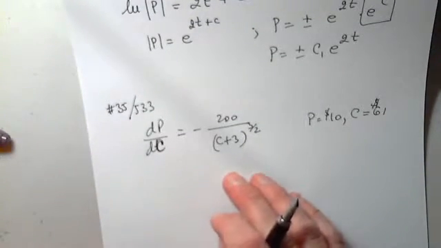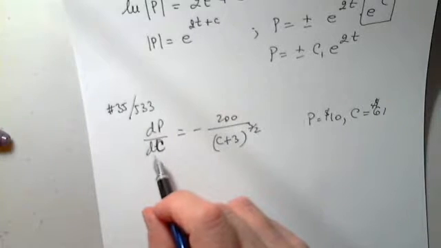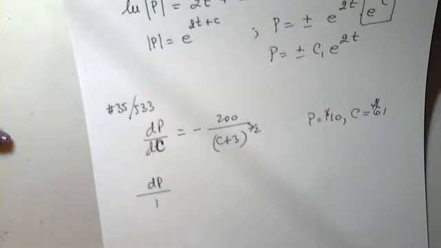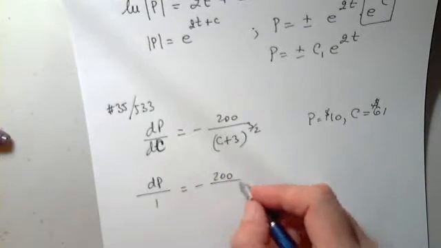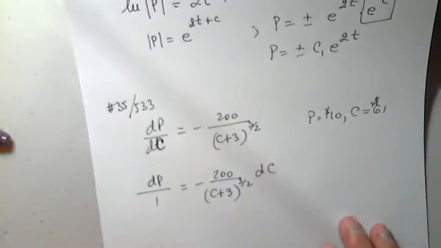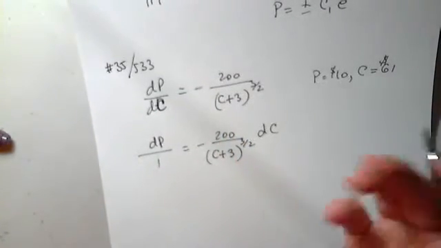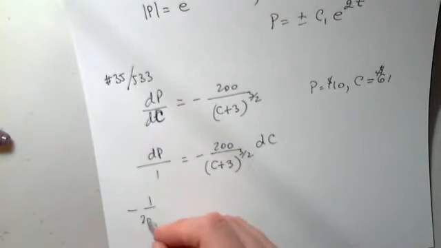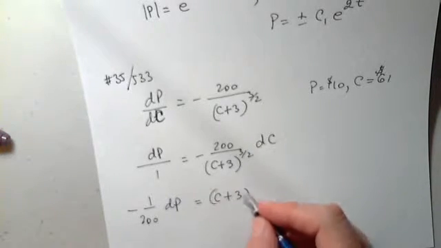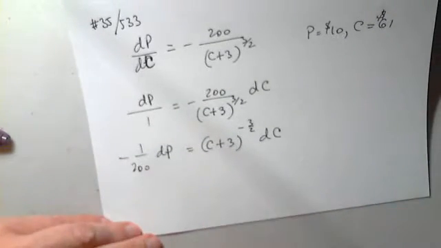Of course, we need to separate the variables again, and I will just multiply both sides by dC. So dP over 1 equals negative 200 over (C plus 3) to 3 halves times dC. Variables are separated. If you want, you can put negative 200 here, it doesn't matter. So I can have negative 1 over 200 dP equals (C plus 3) raised to negative 3 halves dC.